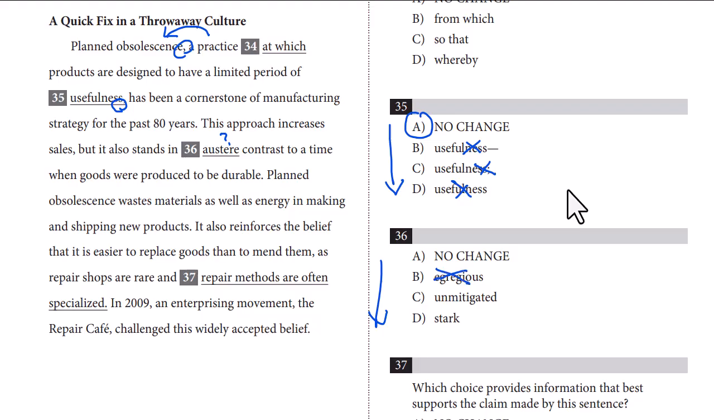Egregious, that means bad. You made a really big mistake. That's not it. That's over the top. Unmitigated, so that means it's gone without any recourse, that's not right. Stark. Stark is severe, but it's not as severe as austere. Stark contrast, and that's a typical phrase or idiom. It's in stark contrast to such and such. So if you've spoken English for several years, you've probably heard that and are familiar with it. D is the correct answer for 36.